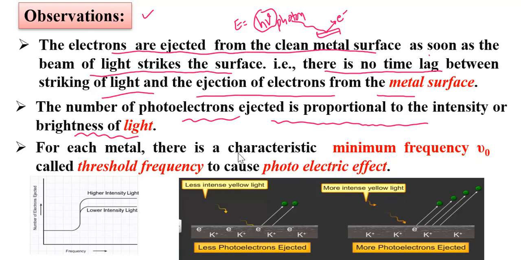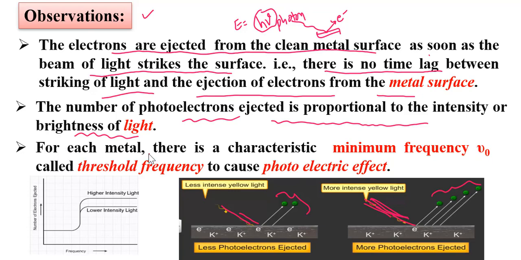Intensity means more rays. See here, more intense light is there. While falling, maximum electrons are releasing. Here less intensity of light is falling on the metal surface, so less number of electrons are releasing. Intensity means the quantity of rays, more rays.